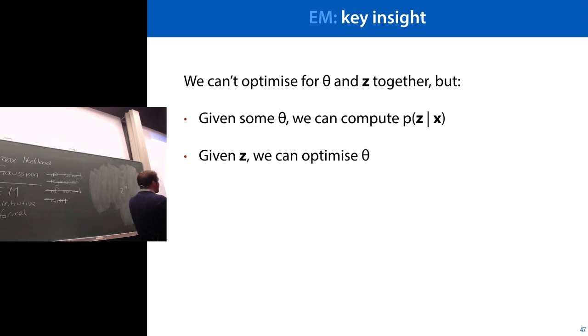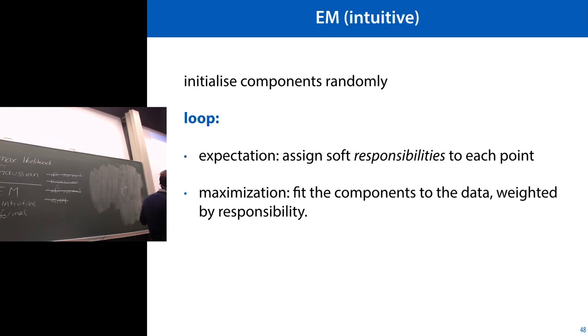And if we knew exactly which component generated which point, then we would have complete data, and then we could easily fit a maximum likelihood model to that. But we can't do both together, so what we do is we iterate both steps. We start with some random guess for our components. Let's say we have 2 components. We pick 2 normal distributions somewhere in space, some random mean, some random sigma.